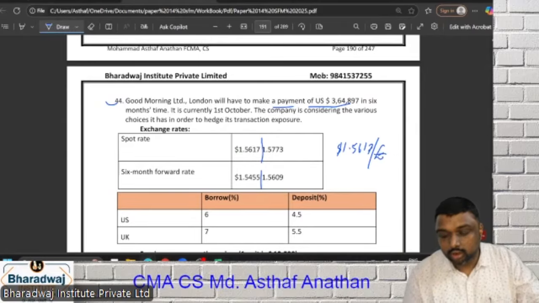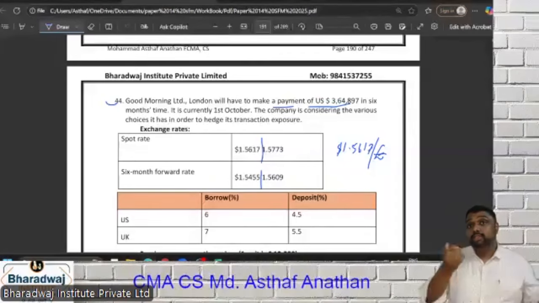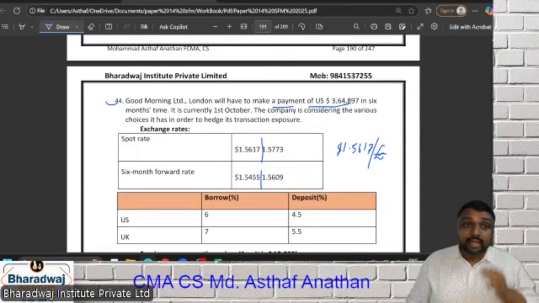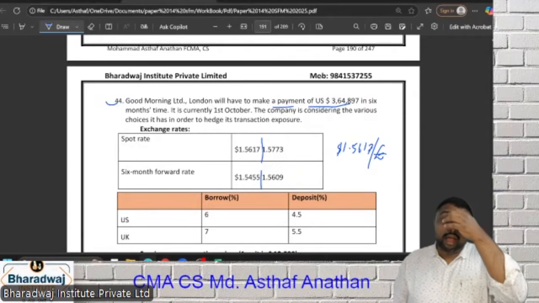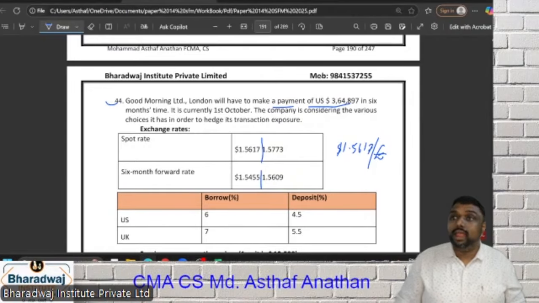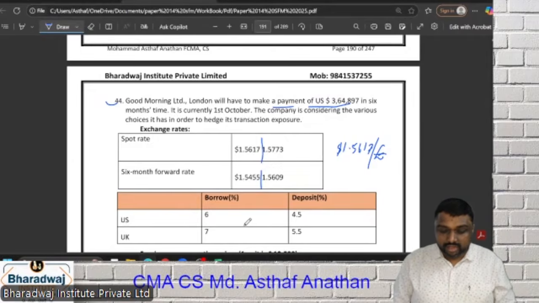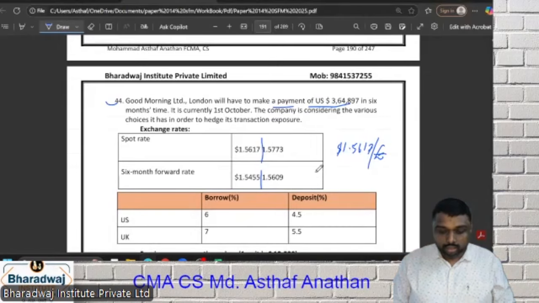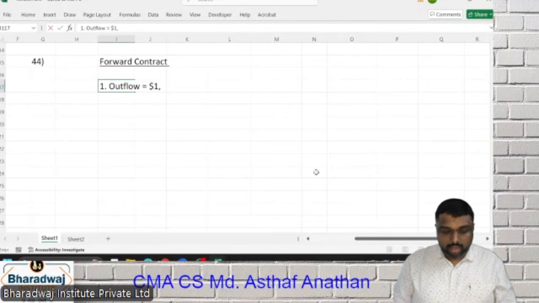The dollar which you have to make a payment in is the numerator, which is called what? Indirect quote. So indirect quote we have discussed. If you want ask rate, you have to go 1 divided by bid rate. So forward rate is given. So we can do very easily. So outflow will be what? You have to make a dollar payment.